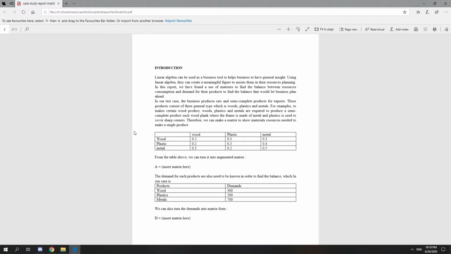The demand for each products are also needed to be known in order to find the balance, which in our case is wood, which has 300 demand, plastic 500, metal 700. We can also turn the demands into matrix form.